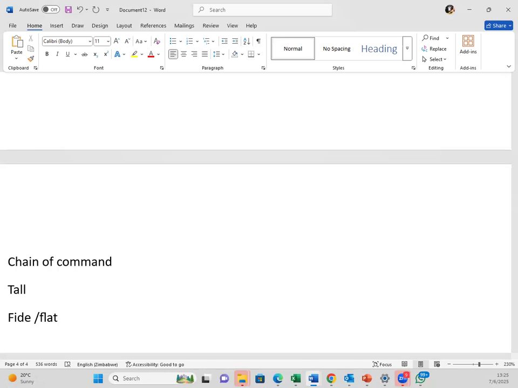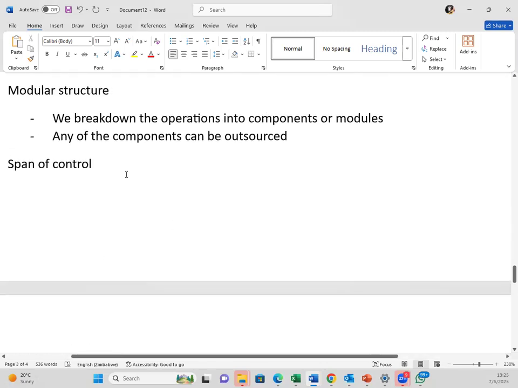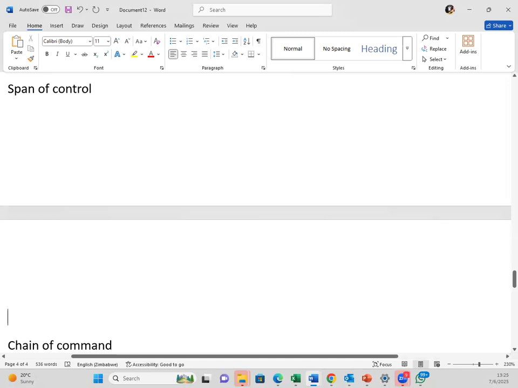So the first one, the span of control. If you are a manager and you are leading a number of subordinates, the number of subordinates that are reporting directly to you, that's your span of control. How many people are reporting to you directly? That's your span of control. So the span of control looks at the number of subordinates directly reporting to a superior.